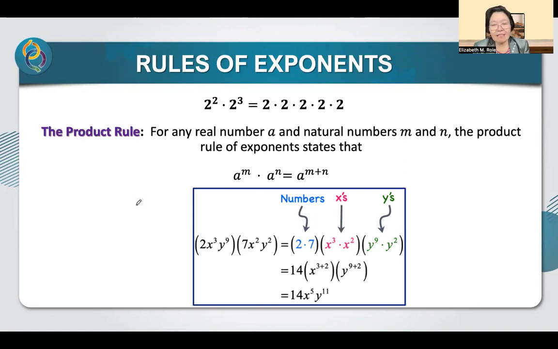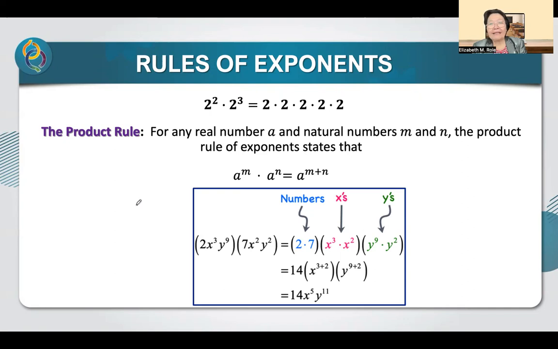So 2 times 7 is 14. And x cubed times x squared is x to the 5th because you're adding 3 plus 2. y to the 9 times y squared is y to the 11 because we're adding 9 plus 2. So therefore, the answer for 2x cubed y to the 9th times 7x squared y squared will just be 14 x to the 5th y to the 11th.